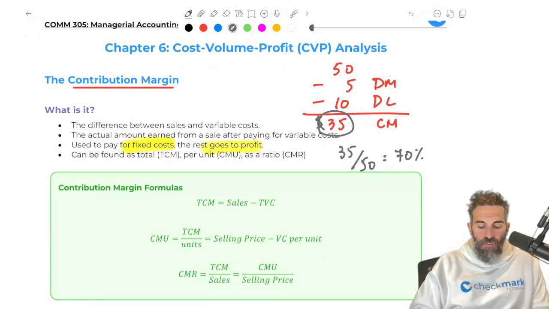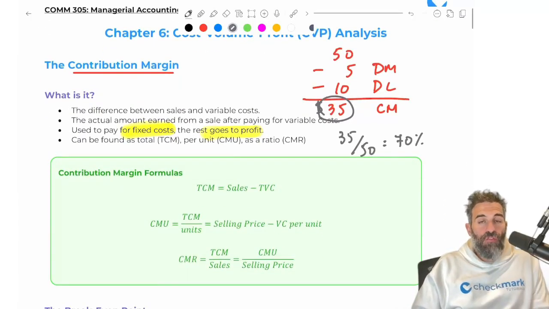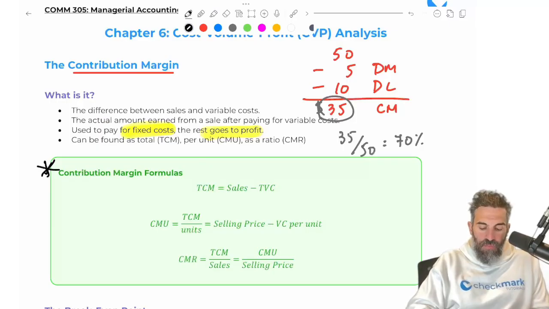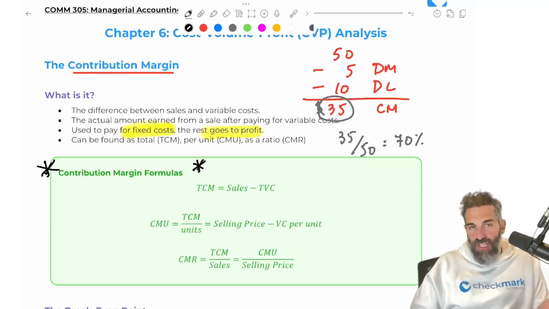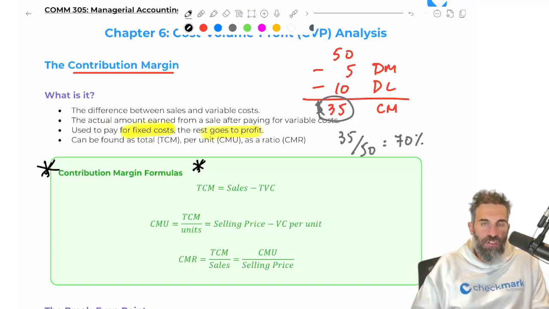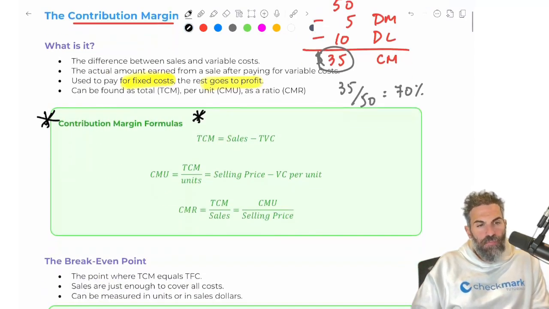Now, it's not a question of which one do I need to know? You need to know all of them, because there's a time where you need the total, there's a time where you need the per unit, and there's a time where you need the ratio, okay? So we'll go over all that together. This is very important. Pretty much everything else after that is just an application or a use of these things, okay? But these are really the foundational pieces to what we're doing in CVP analysis.